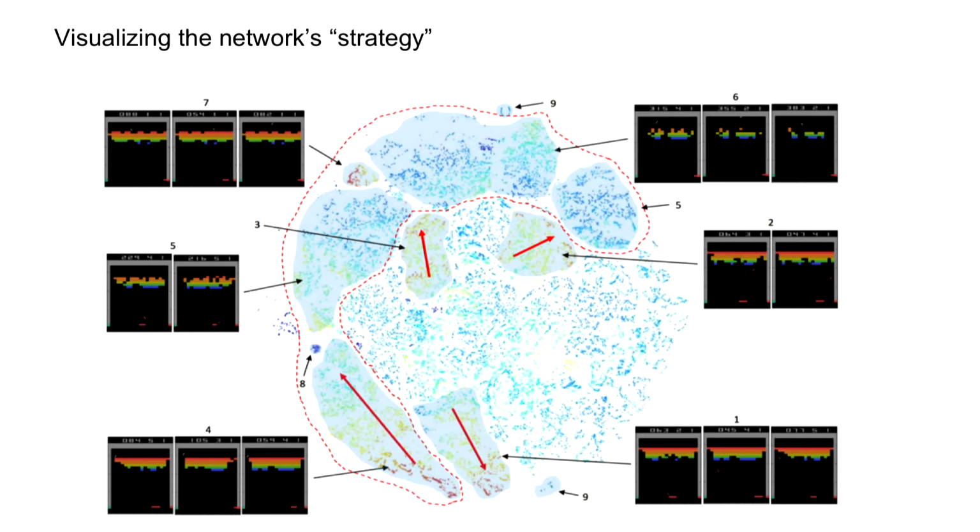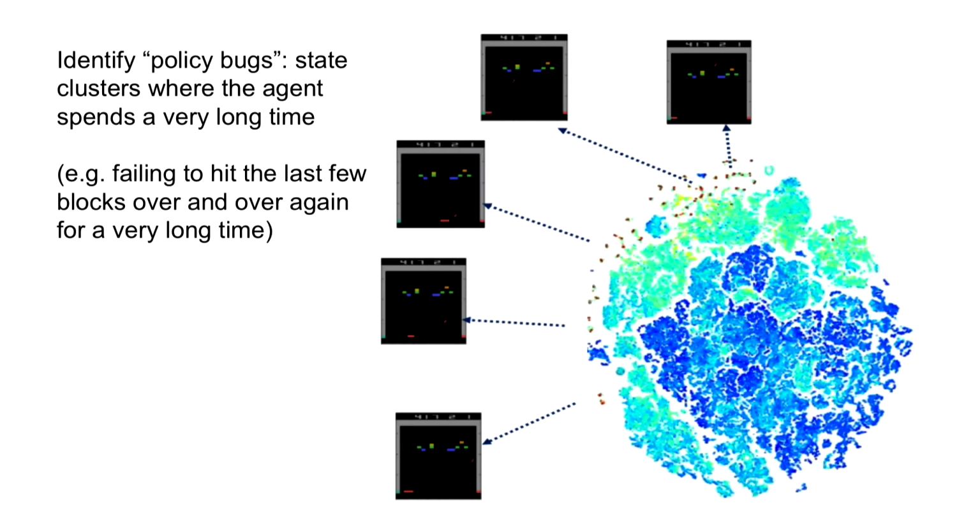And the clusters that t-SNE finds actually do correspond to distinct policies or game states, or another way to put it is strategies for particular situations in the game. And that analysis can help you find problems with the policy, such as the agent having just a few blocks left on the game board and not being able to hit them.